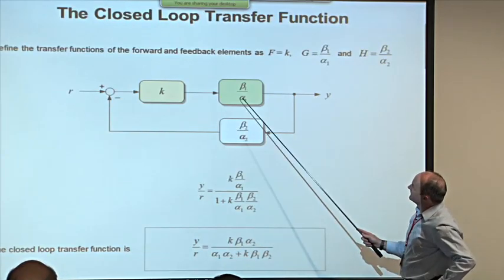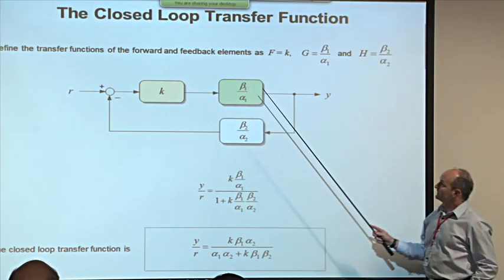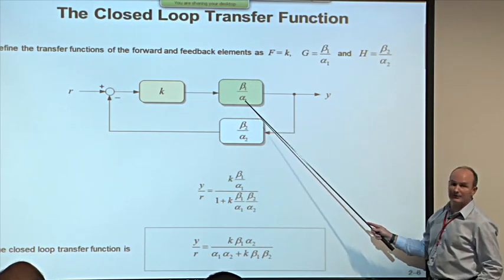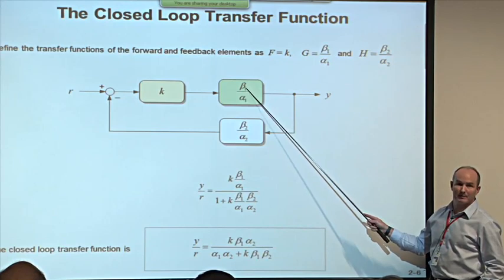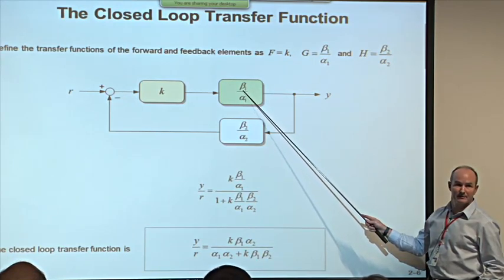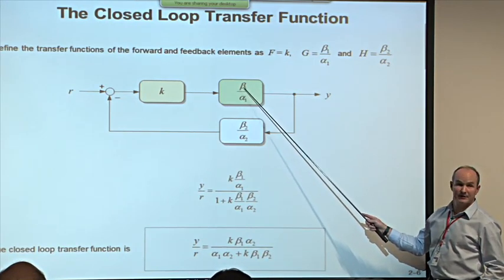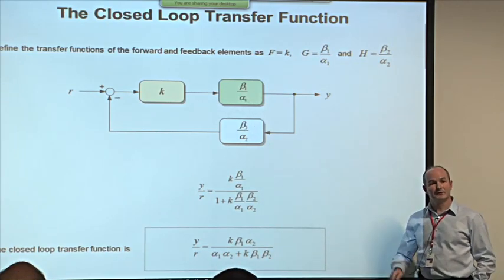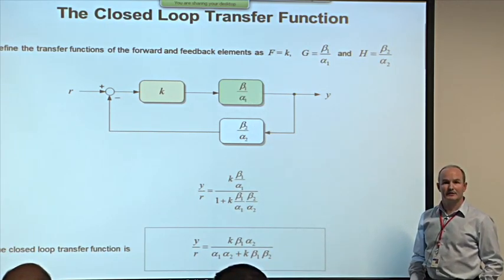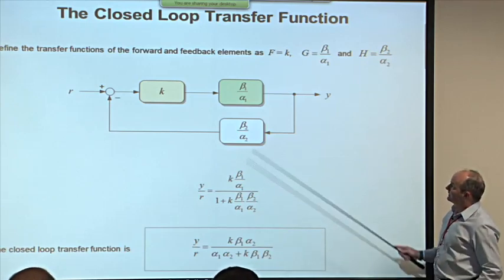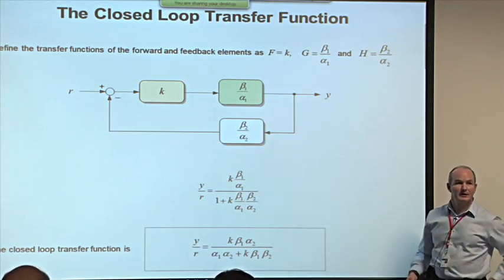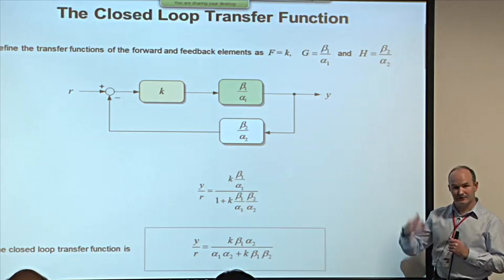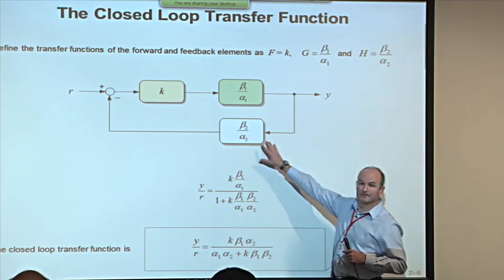We'll represent the plant by the polynomials beta 1 and alpha 1. So remember, beta 1, the polynomial from the input side, terms involving U, defines the zeros of the plant. Alpha 1, the polynomial involving coefficients on the output side, defines the poles of the plant. Likewise, beta 2 and alpha 2 are the zeros and poles, respectively, of the sensor.